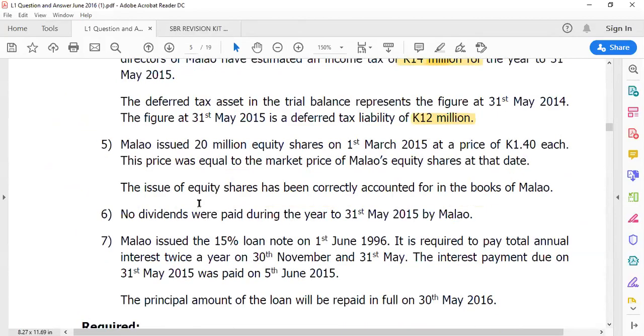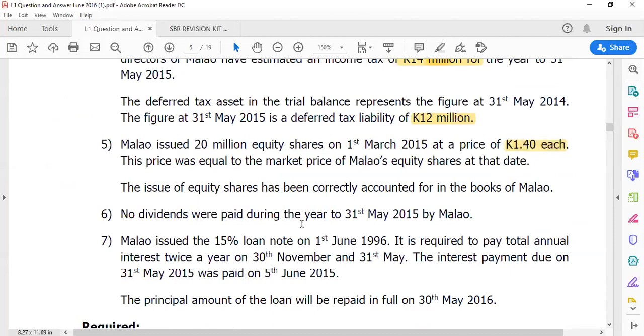What is the other note? Note number 5. Malawi issued 20 million equity shares on 1st March 2015 at a price of 140 each. This price was equal to the market value of Malawi's equity share at the date. See, issued shares at how much? At 140.